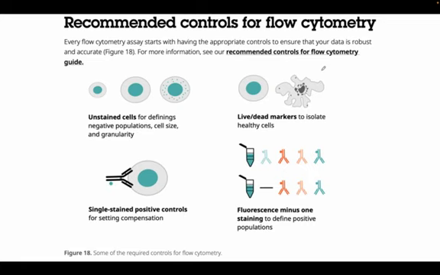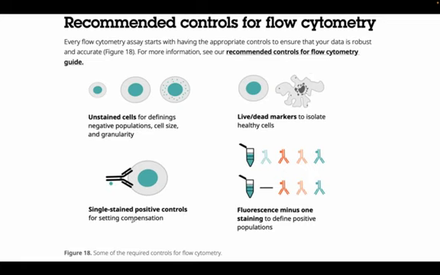Also, for flow cytometry, it's very important to use the correct controls so that we can analyze our data properly. Some recommended controls that we should use are unstained cells. This is going to help us define things like cell size and cell granularity. This is just giving us a baseline reading for that. We can use live dead markers to isolate healthy cells from dead cells, making sure that the properties we are measuring are from the healthy cells.